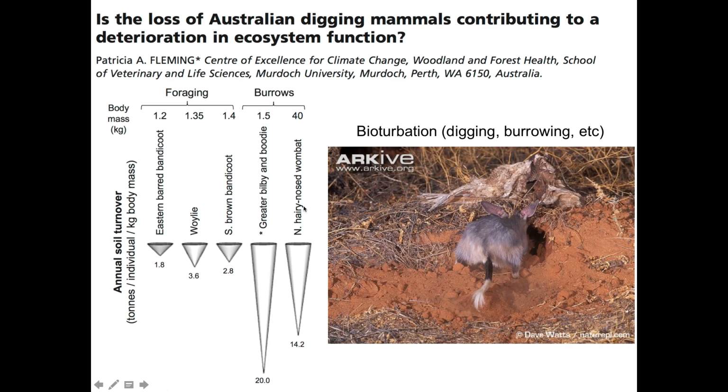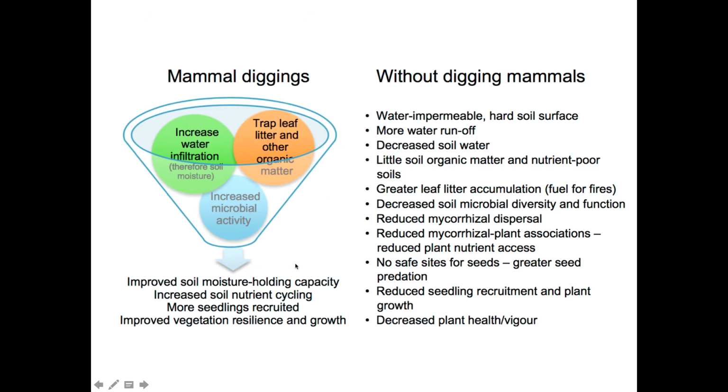So some of these things can have a huge amount of soil turnover, so a huge amount of digging. This shows the annual soil turnover in terms of tons per individual per kilogram body mass. So the bilby can turn over 20 tons of soil per year per kilogram body mass. So an enormous amount of digging and burrowing can occur. And this has lots of positive effects on the ecosystem.